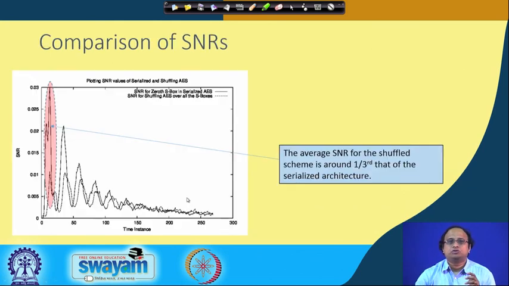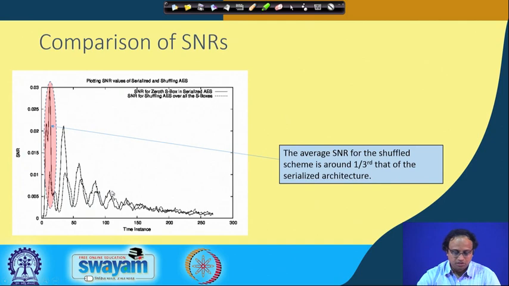Okay. So, now if you do that and plot the SNR, here is a comparison of the SNR. We have basically plotted the SNR with the time instance. Interestingly, you find that the average SNR for the shuffled scheme is still lesser than that of the serialized architecture, but now it is only 1/3 lesser, okay, and not 1 by 256 as it would have been if I had done the attack targeting only one byte.